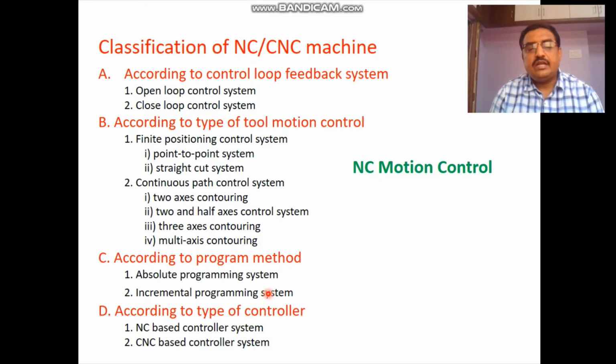So based on that, the machine has the feature to program with absolute or incremental. And according to the type of controller, the CNC machines are classified as NC controller and CNC controller. So these are the 4 categories under which CNC machines can be classified. Okay.